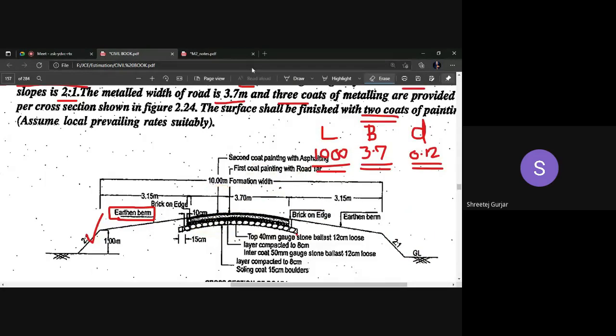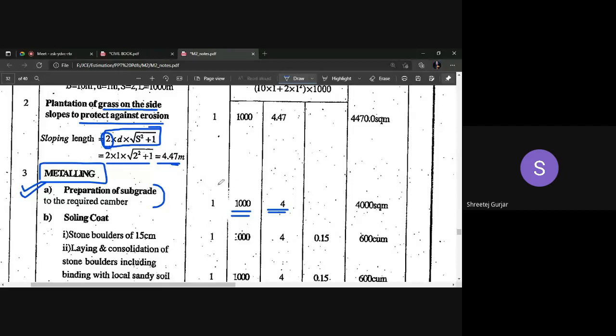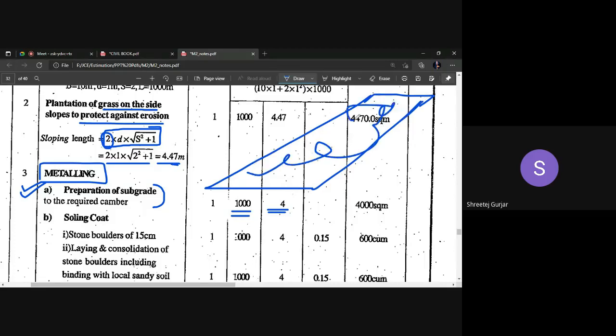Okay, let me just draw once more here. So 4 meter is the width of your road. Okay, width of your bottommost layer, and then this is the length of your road. So we are preparing this surface. Suppose this is 1000 meters. So we are preparing this surface before we start laying our bottommost layer, right? Boulders and all. Before laying, we will prepare this layer. We'll make it level. We'll make it clean.